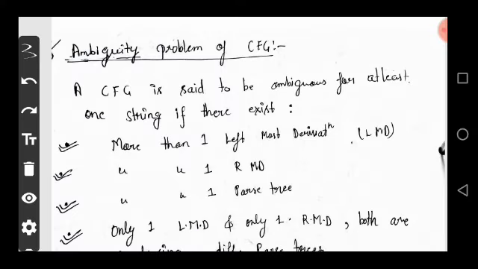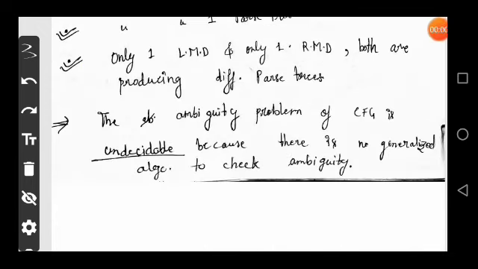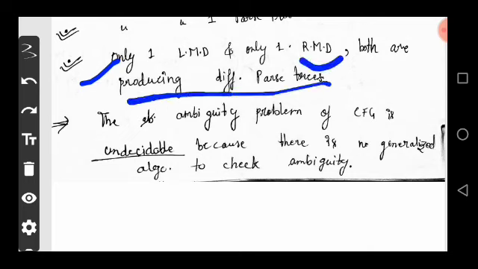So let's start. What is the ambiguity problem in CFG? A CFG is said to be ambiguous for at least one string if there exists more than one leftmost derivation, more than one rightmost derivation, or more than one parse tree. The parse tree is basically a diagrammatic representation of any grammar. Also, if only one leftmost derivation and only one rightmost derivation both produce different parse trees, the grammar is ambiguous.